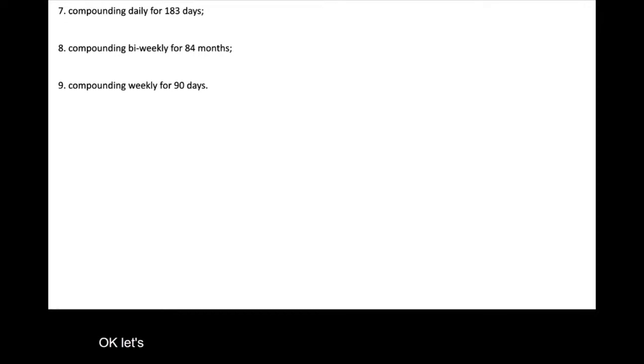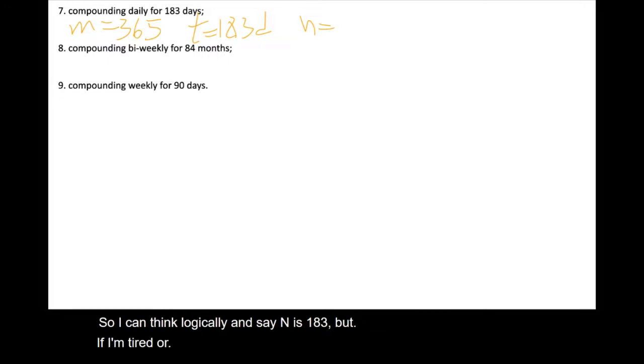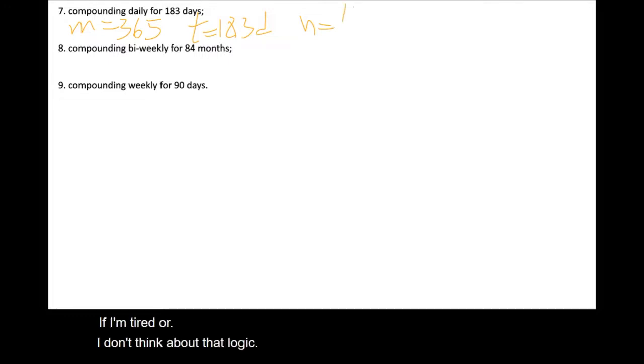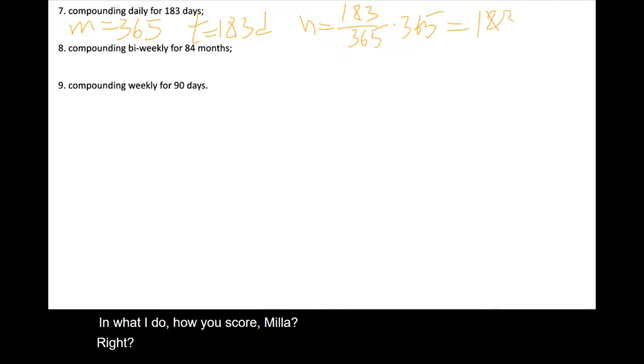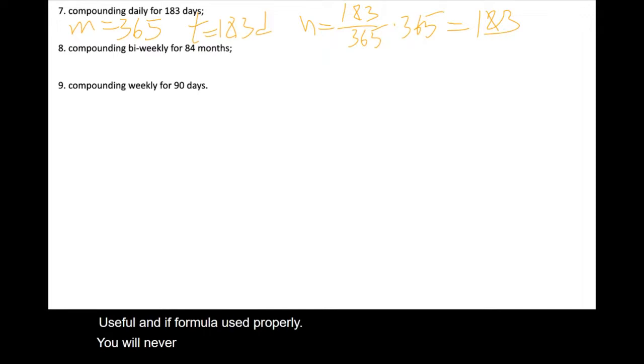Okay, let's see. Compounded daily, M is 365, T is 183 days. I can think logically and say N is 183, but if I'm tired or I don't think about that logic, what do I do? I use the formula, and if the formula is used properly, you will never have a mistake.